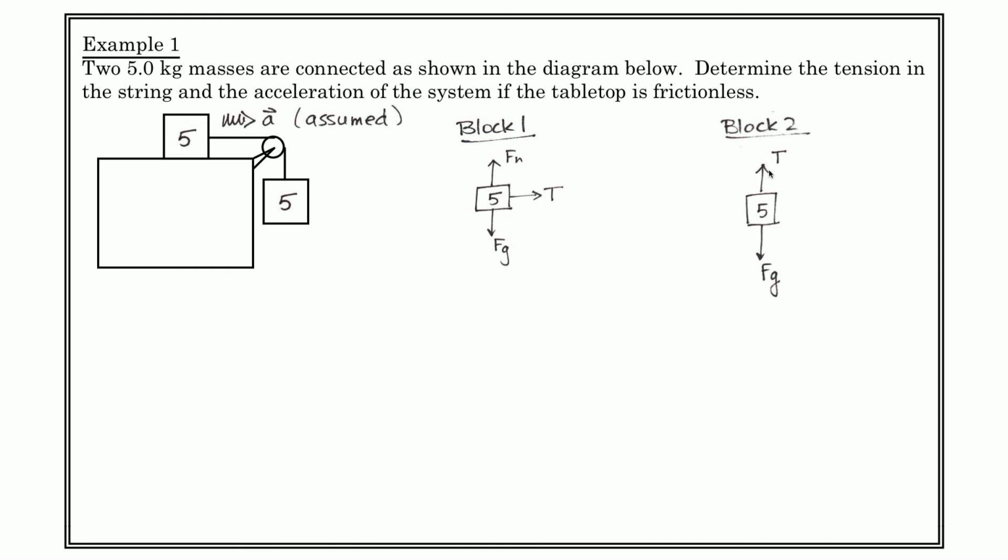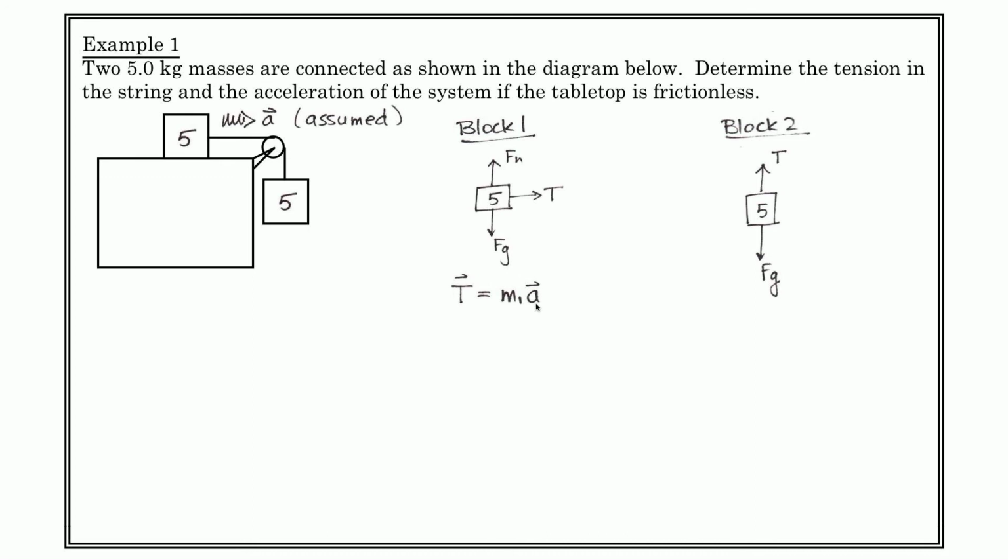And what we're going to do at this point is write F equals ma for each of these. In this case, the tension is directly equal to m1a, the mass of this block, times the acceleration of this block.